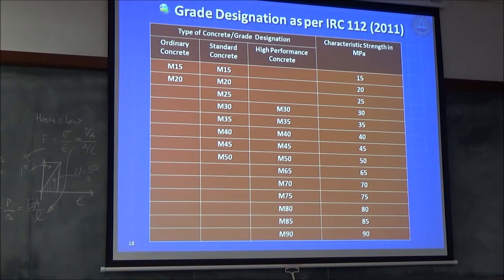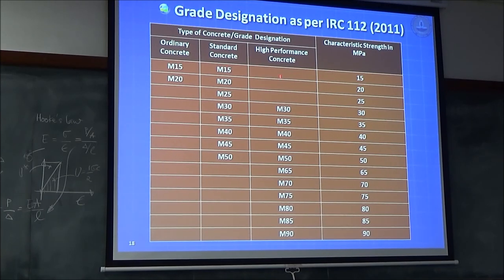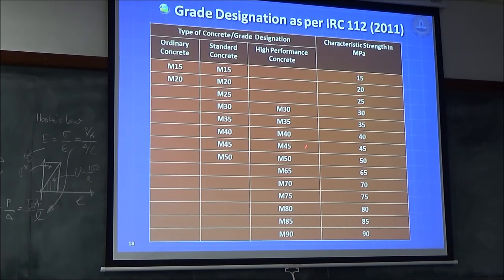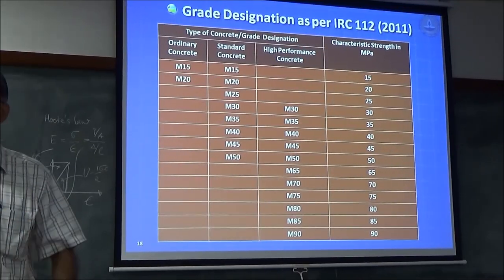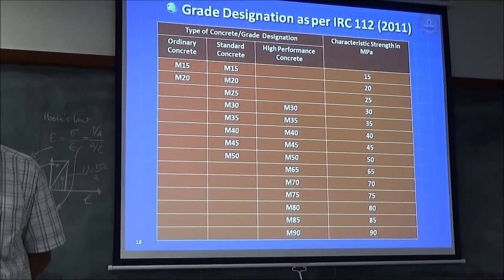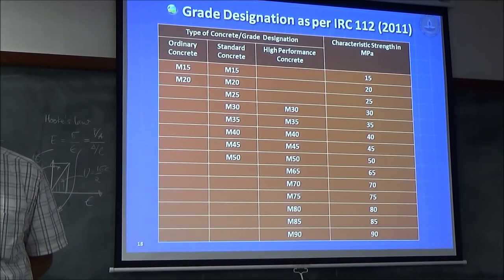The other code that is worth looking at is IRC 112, Indian Roads Congress, which is a more recent code, which is actually for bridges, and it's actually directly related to the Eurocode. So here, we have the different types of concrete: ordinary concrete, standard concrete up to M50, high performance concrete, M30 to M90, where this number is always strength in megapascals. What is the difference between high strength concrete and high performance concrete?